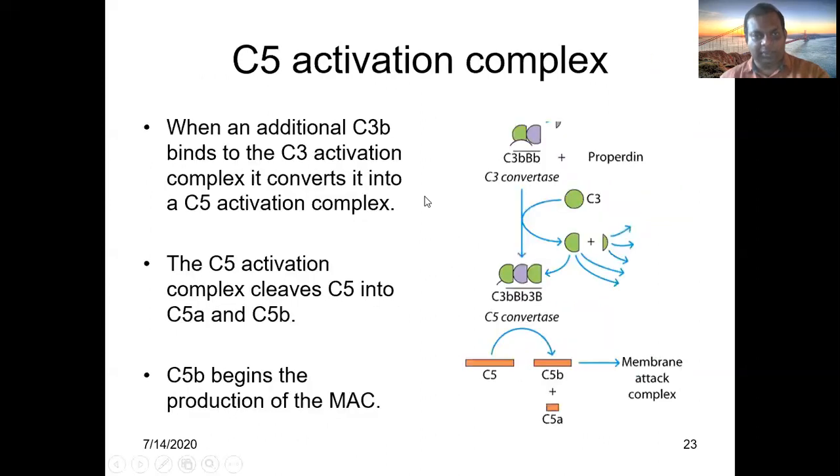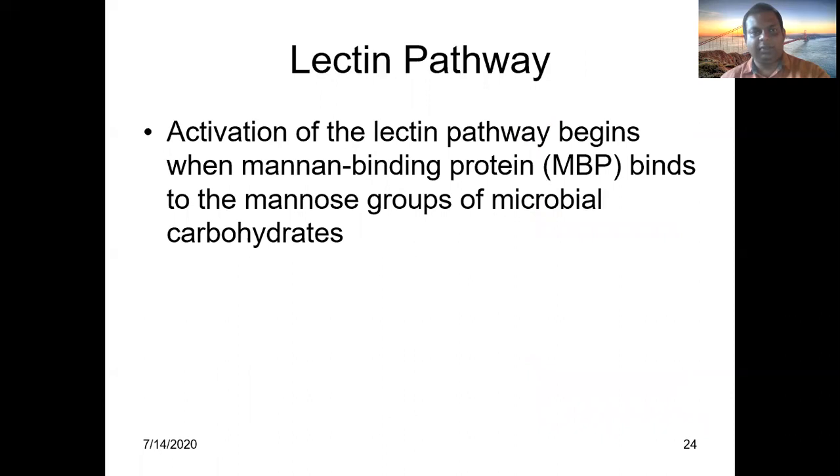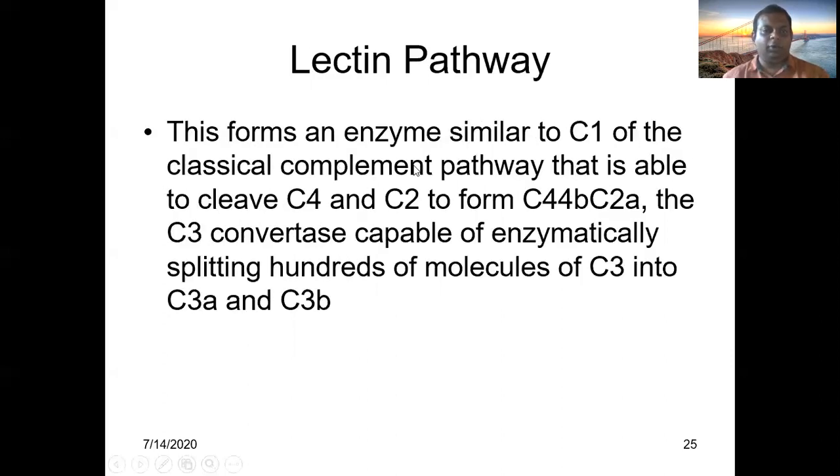Then the activation complex leads to the C5 activation complex. That's how it goes, and we go for the final triggering or final common pathway. About the lectin pathway: activation of the lectin pathway begins when mannose binding protein, MBP, binds to the mannose group of microbial carbohydrate. Not all microbes activate; Salmonella may activate. This forms an enzyme similar to C1 of the classical complement pathway that is able to cleave C4 and C2. I think you remember. Then they form C3 convertase and go for formation of C3a and C3b, and go on.